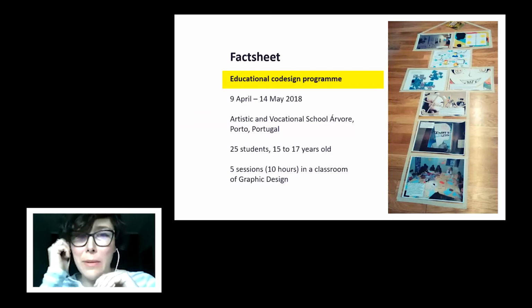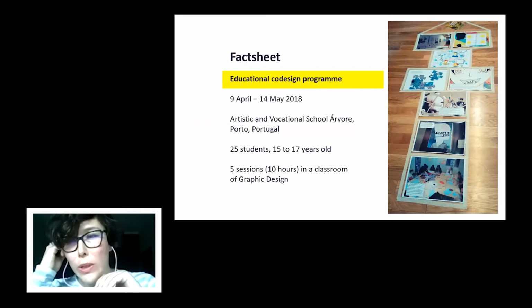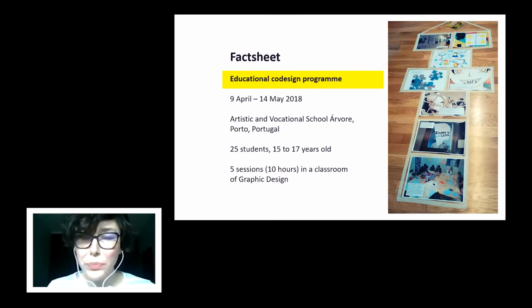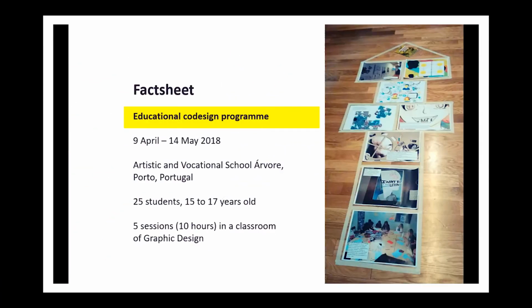So briefly, a fact sheet on this co-design program. It was developed and implemented in 2018. It was a project of one and a half months. It was implemented within the curriculum inside the school, Artistic and Vocational School Árvore in Porto, Portugal. It involved 25 students aged 15 to 17, first-cycle students in secondary education. In total, we had 5 sessions, 10 hours in a graphic design classroom.